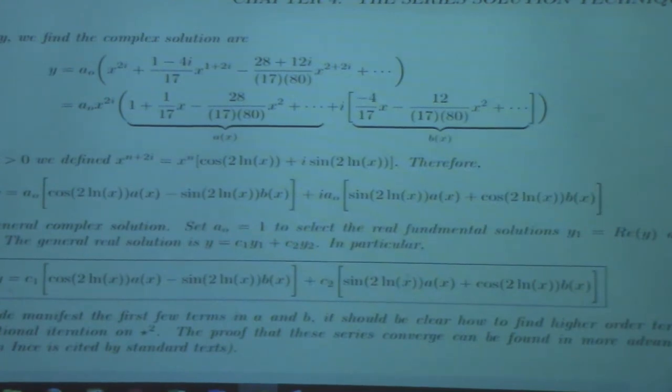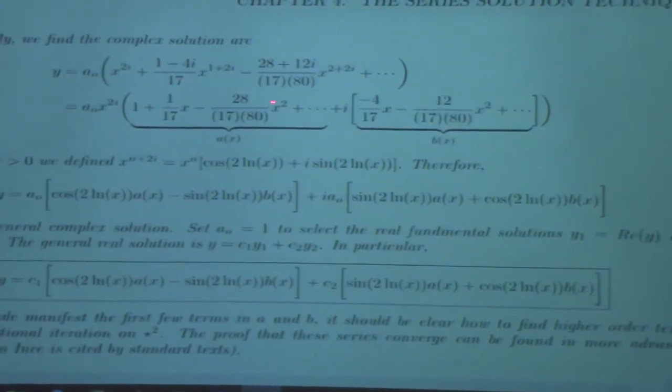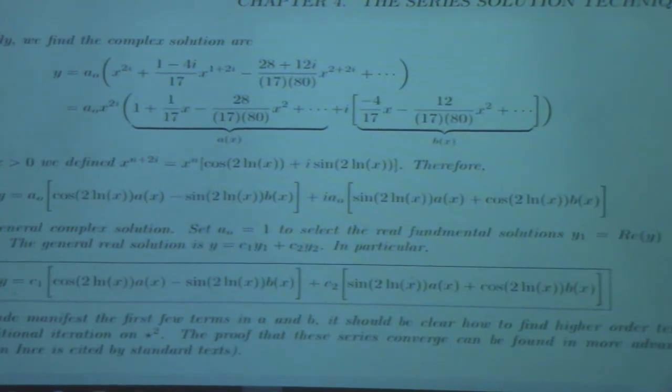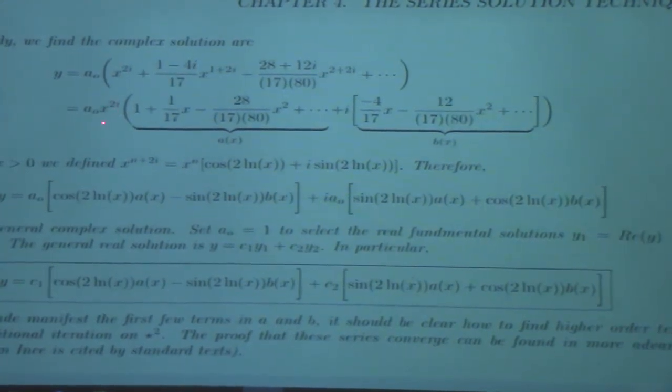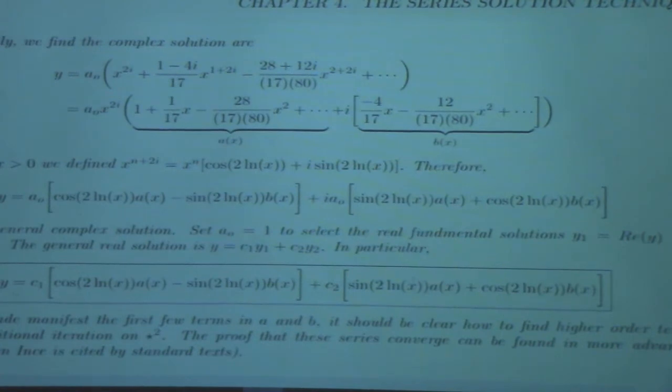So then I wrote this. So we have x to the 2i, 1 minus 4i over 17 times this. This is from the a naught. This is from the a1. This is from the a2, obviously. And so I've still got the x to the 2i out here, right? Remember what that is. That's exponential of the log of x to the 2i. It's actually cosine of 2 log x plus i sine 2 log x. That's all wrapped up in this x to the 2i power.